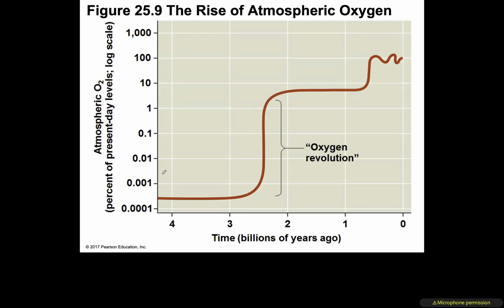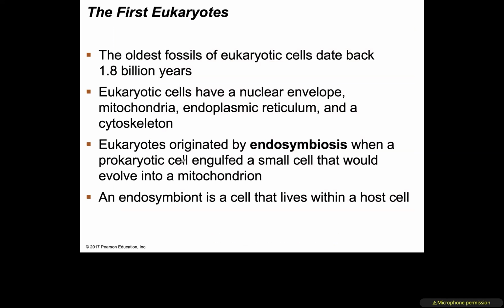All righty. So this is just showing the oxygen-rich environment. So your first eukaryotes, your oldest fossils of eukaryotes, date back to 1.8 billion years ago. Your eukaryotic cells have a nuclear envelope, mitochondria, endoplasmic reticulum, and a cytoskeleton. That's what you can consider common for your eukaryotic cells.